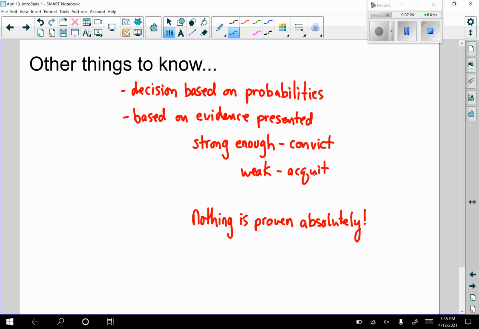But remember this, we don't use the word prove. Nothing is proven absolutely. The only way to prove anything statistically is to use the entire population, which isn't always possible. But again, we never prove the hypothesis true. We're either going to reject it or we do not reject it. And again, if the difference is large enough, the null hypothesis is probably not true.